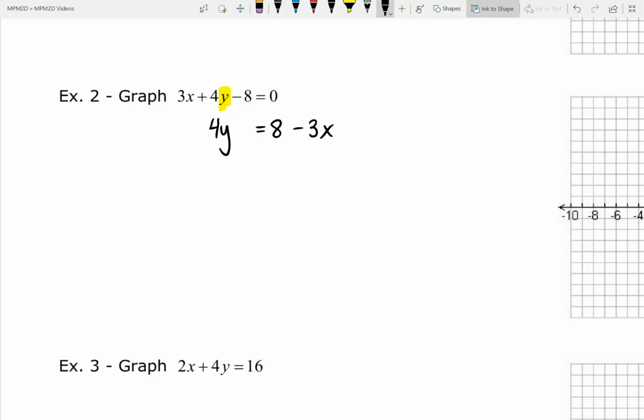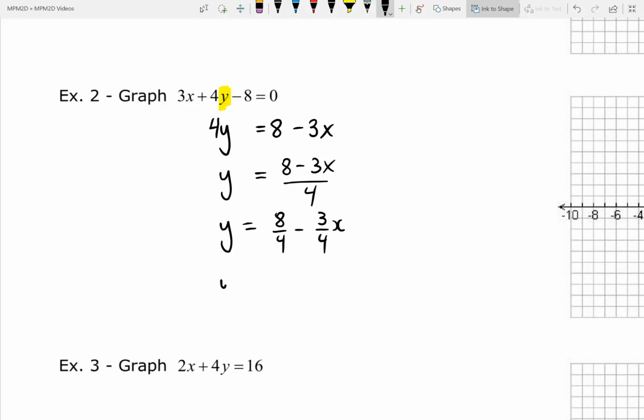Okay, so I'm almost there. I need to remove the 4 so I can get y by itself. So I have to divide both sides of the equation by 4. If I divide by 4, 4y divided by 4 gives me y. And on the right side, I have 8 minus 3x over 4. Now I'm going to separate the right side into 2 independent fractions. So y equals 8 over 4 minus 3 over 4 times x.